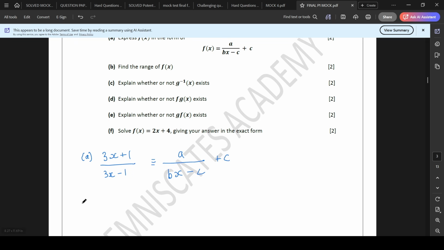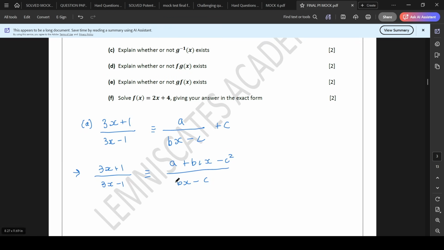So over here, what I can do is I can just take the right hand side and simplify it into a single fraction. So this will become a, and then bx minus c is multiplied with this c. So a plus bcx and then minus c square, right? Minus c into c becomes minus c square divided by bx minus c.